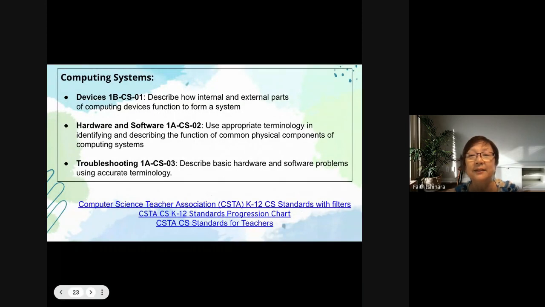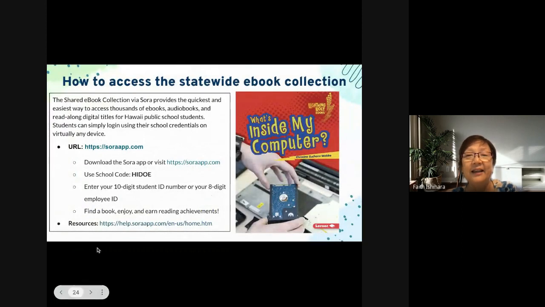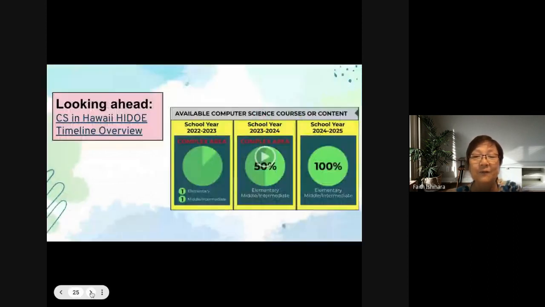So these are the standards that we covered, once again, just to come full circle. And if you want to access that Hello Ruby book or any other book in our statewide ebook collection, here are the instructions to visit soraapp.com. And another example of a book you will find there, What's Inside My Computer. This might be for a little older students with actual photos of the pieces or parts inside.